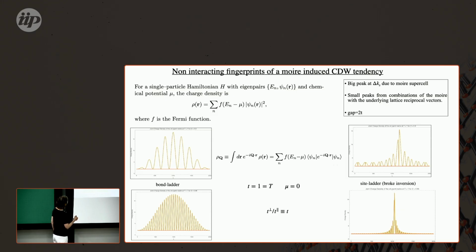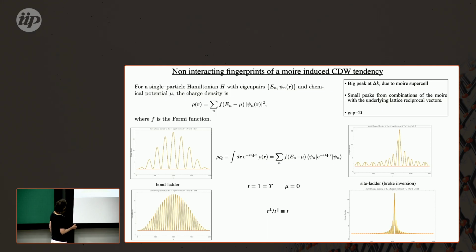Both have the bond ladder and the side ladder with the same T. Remember, T was T perpendicular divided by T parallel, so all in units of T parallel, if you want. Chemical potential is 0 at the same temperature. And of course, the large peak here coincides with the moire periodicity. But there are other harmonics. These lower peaks are actually a product of the periodicities of the individual chains.